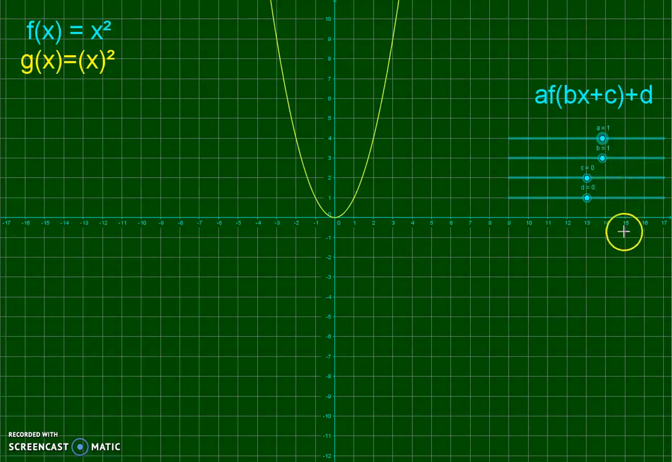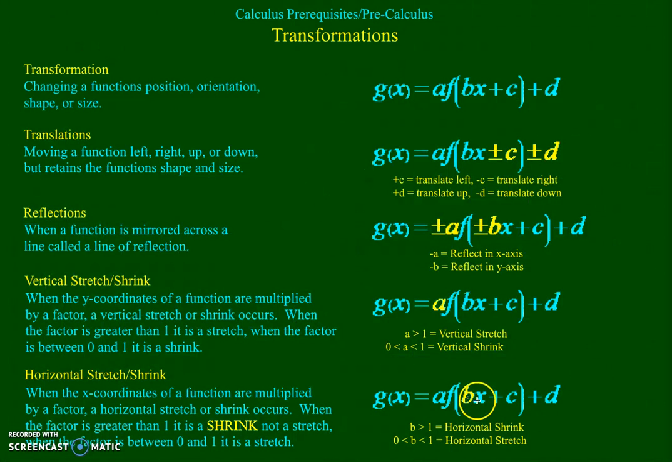Now let's look at horizontal stretch and shrink. With a horizontal stretch and shrink, we're manipulating this b value. And again, since we're dealing with the x, we're multiplying by the x value, so the effect is going to be just the opposite of what you think. If the b value is greater than 1, then it's going to have the effect of actually doing a shrink. It's going to make the x value larger, which is going to push these things in from the sides. And by going between 0 and 1 with this b, it's going to have the opposite effect, and it's going to be a horizontal stretch. So let's take a look at that.